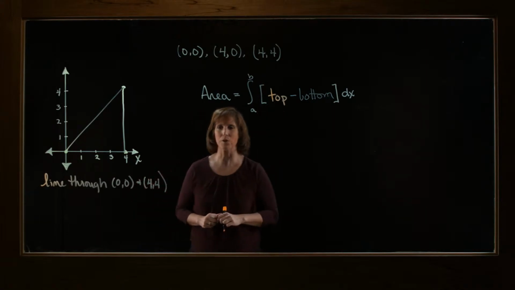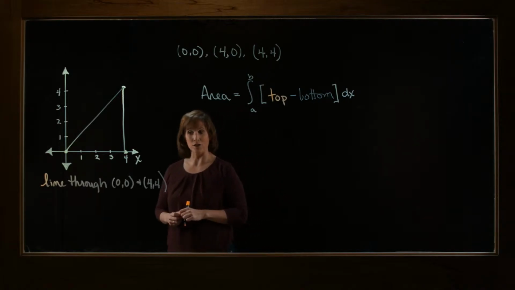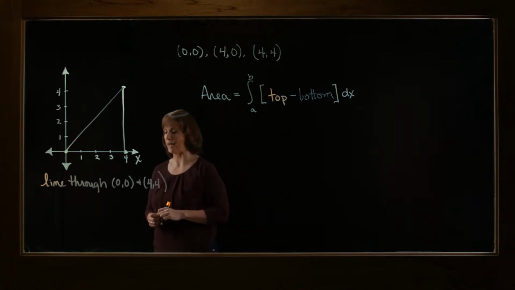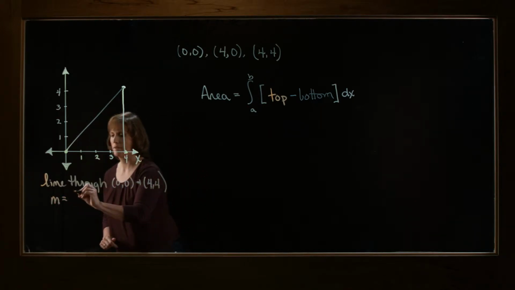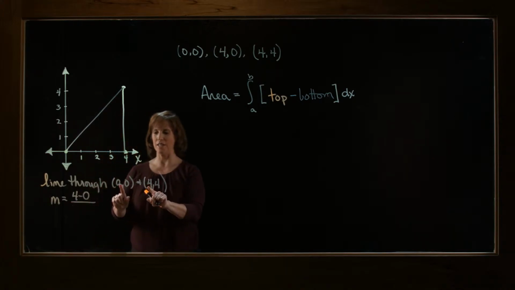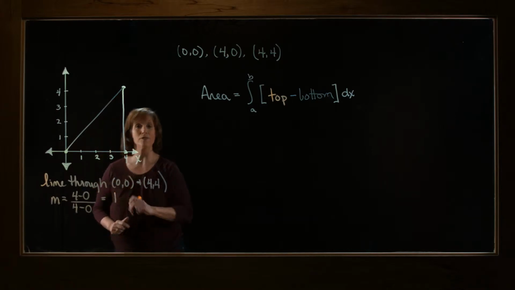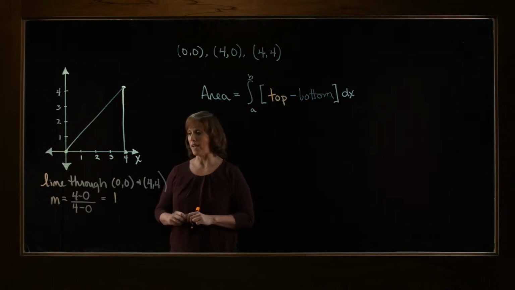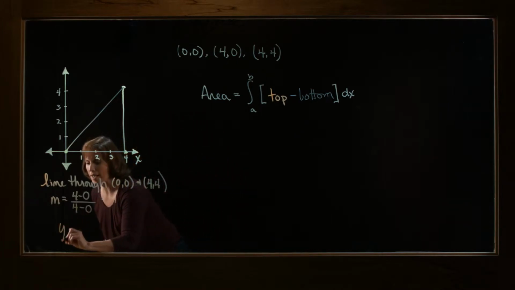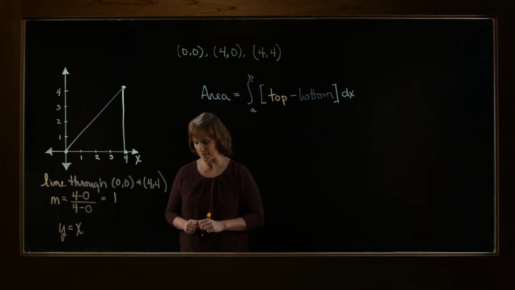Well, I need a function to put in my integral, so I need to come up with the equation of that line. Well, I know how to get the slope of a line. It's the change in y over the change in x. So the slope is 4 minus 0 all over the change in x, which is also 4 minus 0, which means I have a slope of 1. The other thing I need to get the equation of a line is the y-intercept. That was given to me. The y-intercept is at 0. So the equation is going to be y equals 1 times x plus 0. So it's simply the line y equals x.